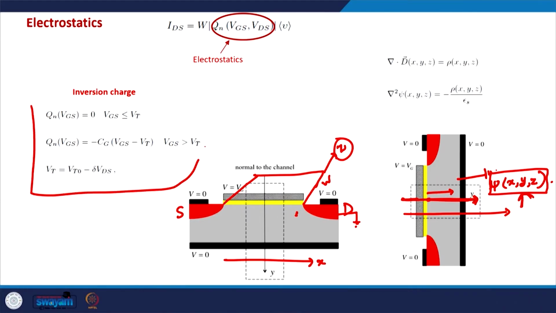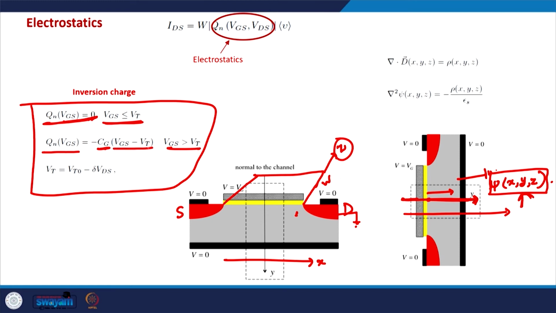So generally these equations have been assumed to be true so far. And what are these equations? This Qn is the charge in the channel, the mobile charge in the channel. We assume that when Vgs is less than Vt, so below threshold voltage, this mobile charge in the channel is 0. And the mobile charge in the channel above Vt depends on the gate capacitance and the difference between Vgs and Vt. This we have also seen while discussing the IV characteristics of the conventional MOSFET.